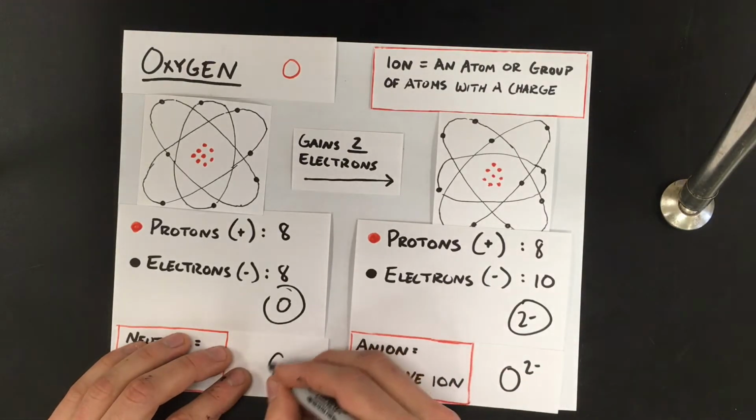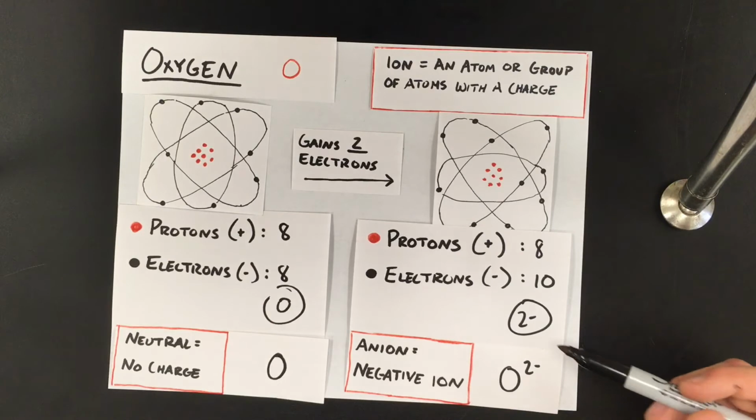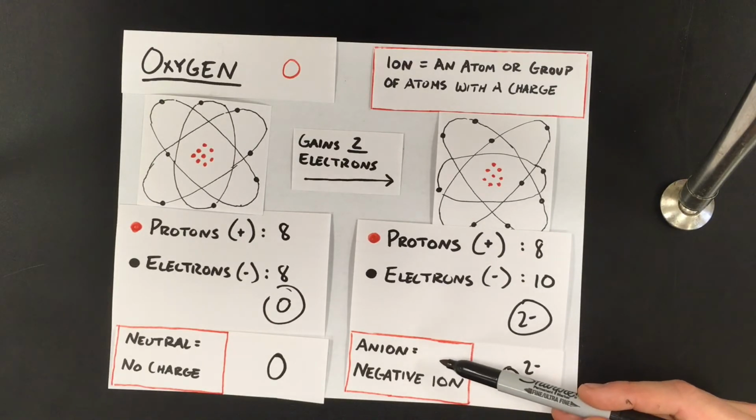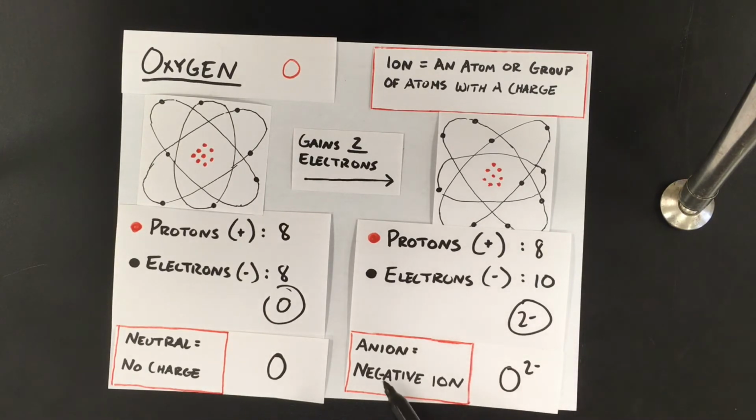And then this one over here would just be O, right? And this is what we would call an anion. An anion is the word that we use to describe a negatively charged ion that has more electrons than protons. And that's really it.